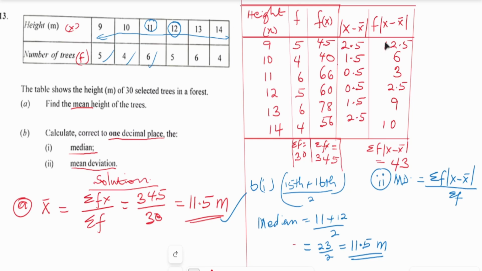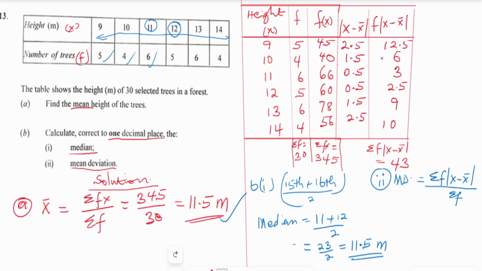So for example, the 12.5 here is 5. Let me just check so that we see it well. Is 5, which is the frequency, times 2.5. And that gives us the 12.5 here. And then this is 4 times 1.5. That gave us the 6 here. And so on until we go to the 10 here.